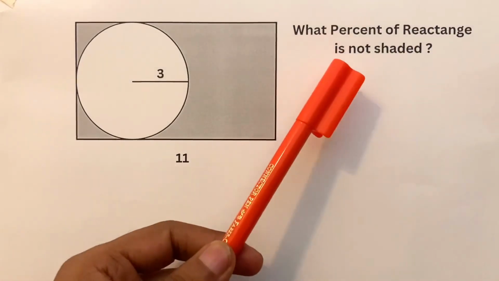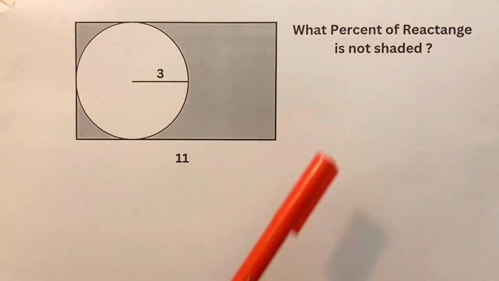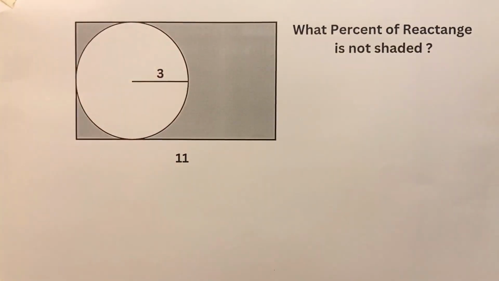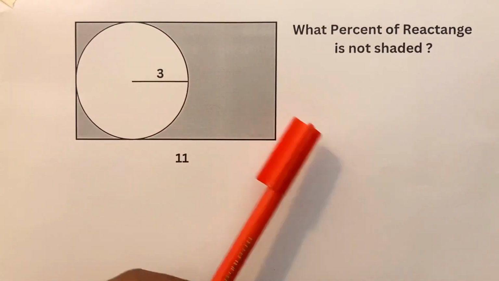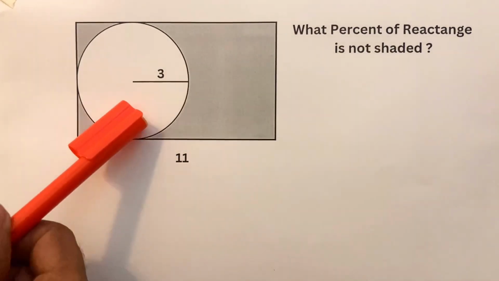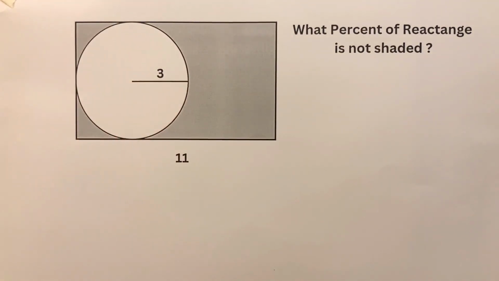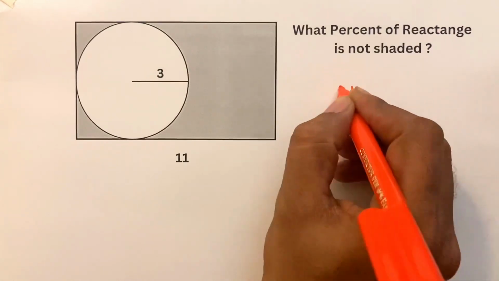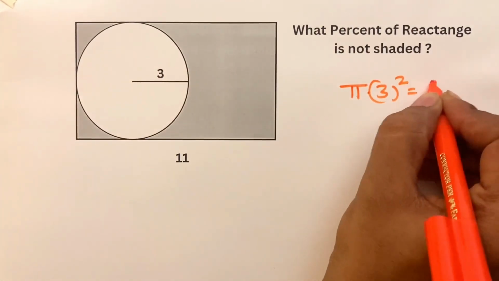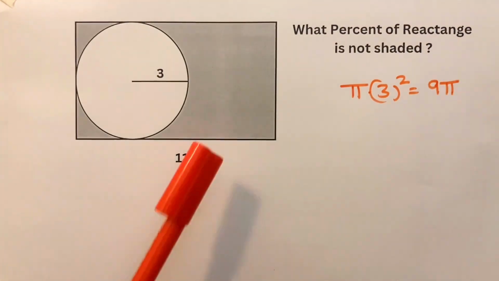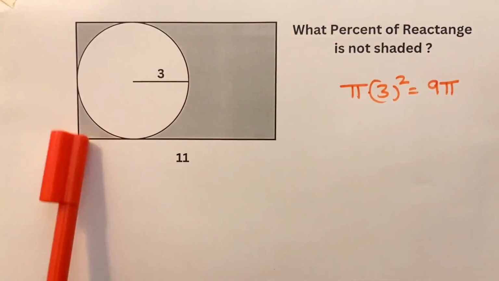In this problem, you have to calculate what percent of the rectangle is not shaded. To solve this, first we have to find the area of the individual shapes. Therefore, the area of this inner circle is going to be pi multiplied by r, which is 3, squared, equals 9 pi.